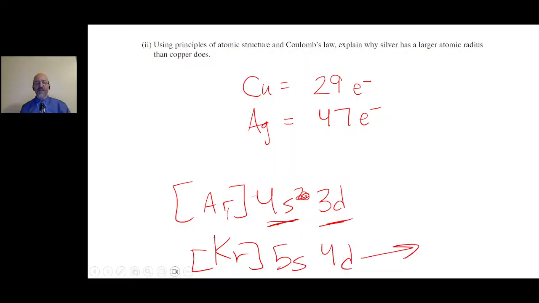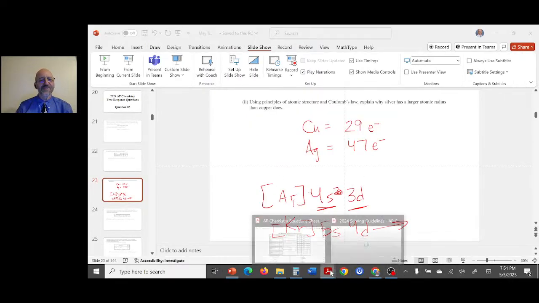So greater number of occupied energy levels. Not just more electrons, and not just size gets bigger as you go down. Don't talk about protons, because that's not going to help you. Greater number of occupied energy levels. Not just more shells. Greater number of occupied energy levels. That would be the best way to say that. Let's go ahead and take a look at the official scoring guidelines.